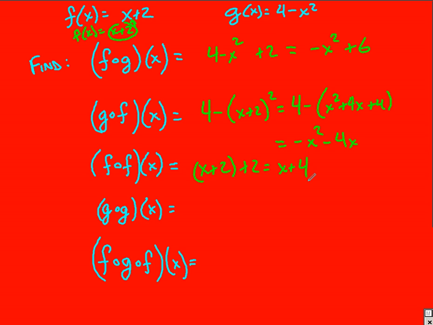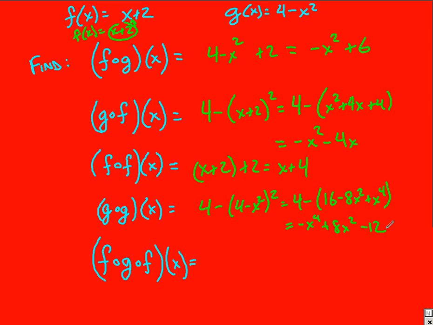g of g, same thing. I would have to plug in 4 minus, instead of x, I want 4 minus x squared. And yes, this becomes a little cumbersome, but I should have 4 minus, this will become 16 minus 8x squared plus x to the 4th. When I do that simplifying, I should end up with negative x to the 4th, plus 8x squared, and then a minus 12 for that composition.